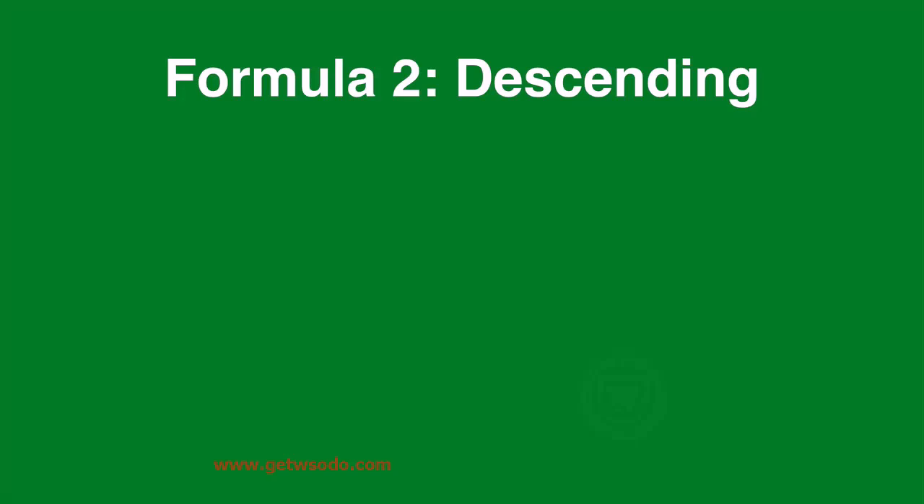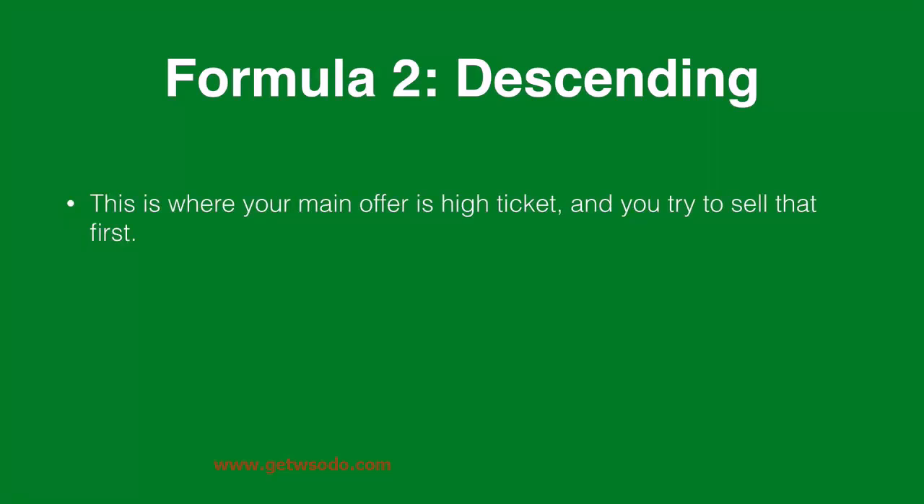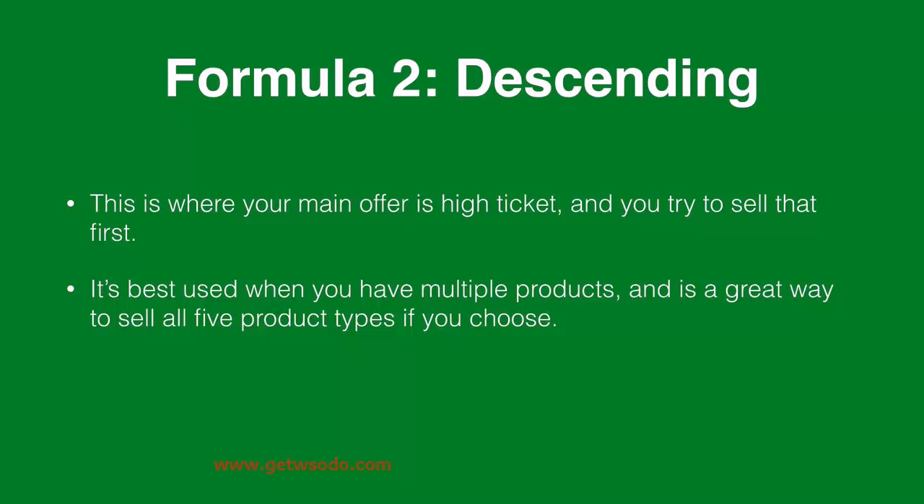Okay, so descending is interesting, and descending is something that really wasn't possible until the internet came about, because it's so inexpensive for us as information business owners to follow up with prospects. So this is one of my favorite formulas. So in this case, your main offer, the thing that you start out with, is high ticket, and you try to sell that first. So you put a lot of effort into selling that first, and then if they don't buy, you try to sell them other stuff.